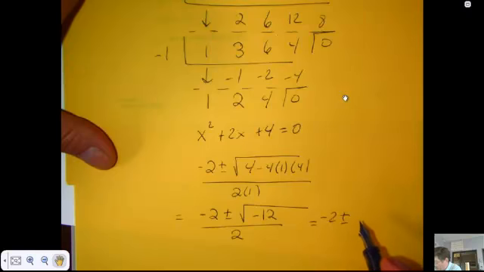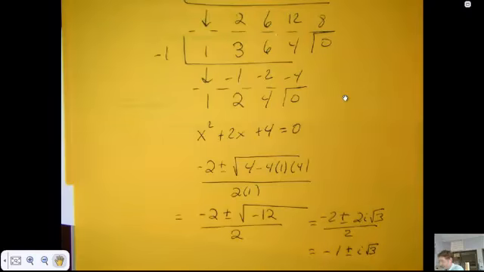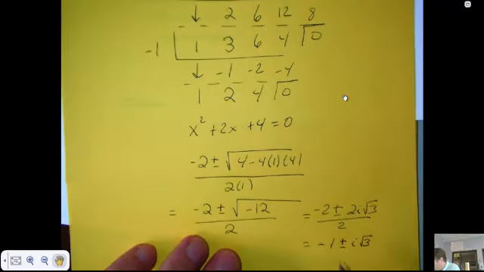So 12 is 4 times 3. So yeah, 2i root 3 over 2. Oh, we can divide both those by 2, can't we? Yeah. So how about negative 1 plus or minus i root 3, or root 3i, either way. And after all that, the question asked me to find the other zeros. There are the other 2.